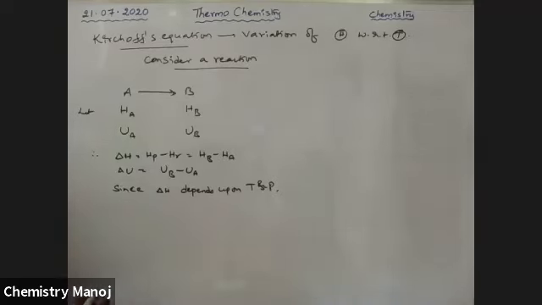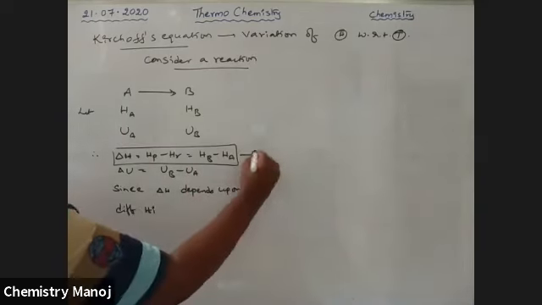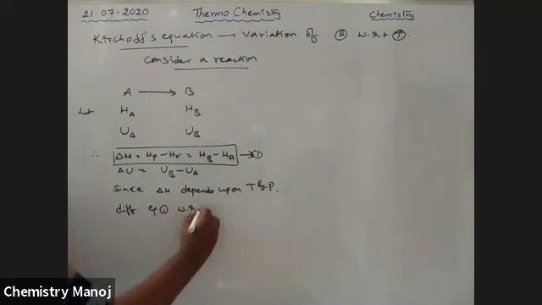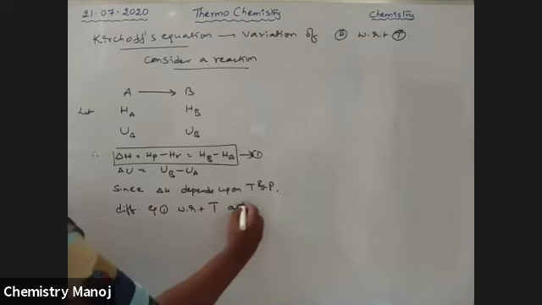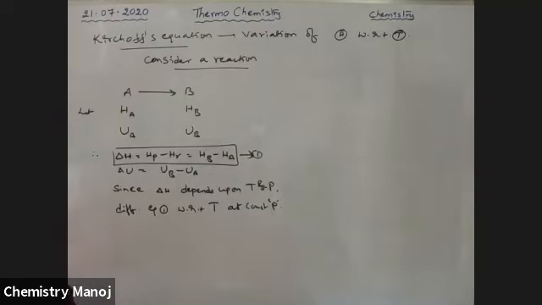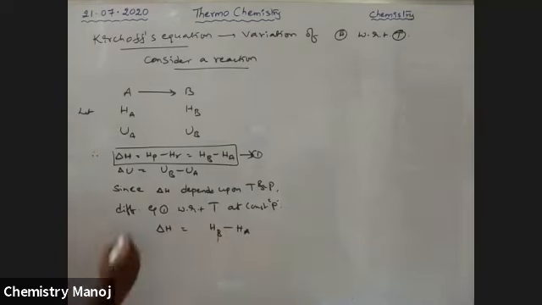okay, so differentiate this equation, let it be equation 1. Differentiate equation 1 with respect to temperature at constant pressure. Delta H is equal to HB minus HA. This is equation 1. I am going to differentiate this equation.